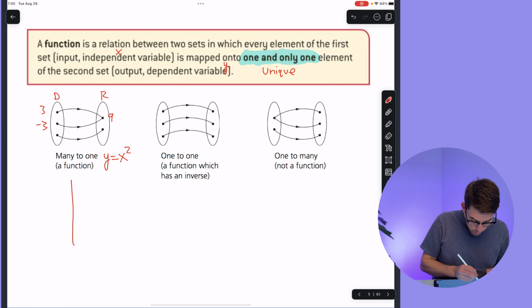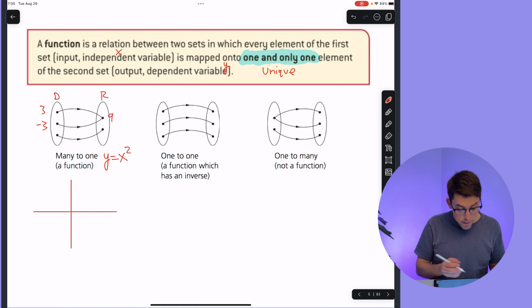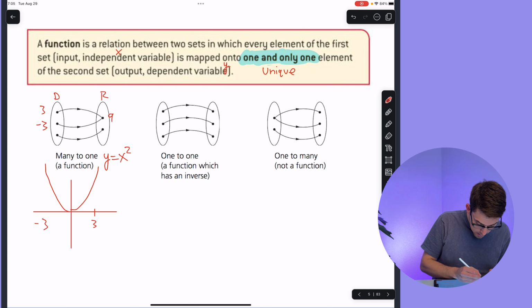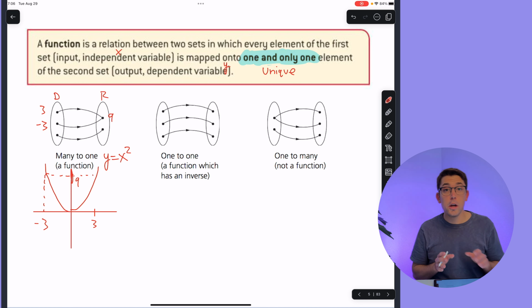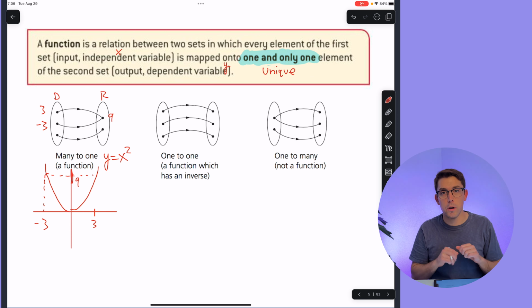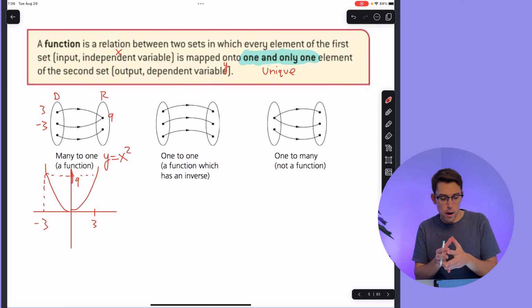And just a really quick graph of that, be kind of our basic parabola here. I would have 3 here, I'd have -3 here, and let's just say that's going to go up here, all the way over here, and that is going to be at 9. So what this looks like here is a parabola because I have 3 and -3 having the same exact output of 9. That's a many to one. Many inputs to one output.